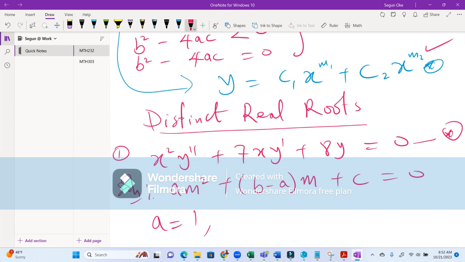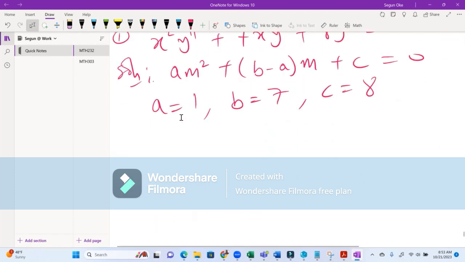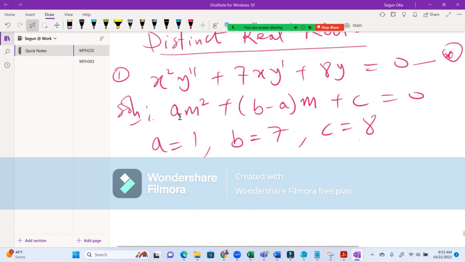So what represents our B? B is equal to what? 7. And our C is equal to what? 8. We just need the coefficients of the equation you are given. You will substitute the coefficients of the equation inside that place. You will see what you will get.